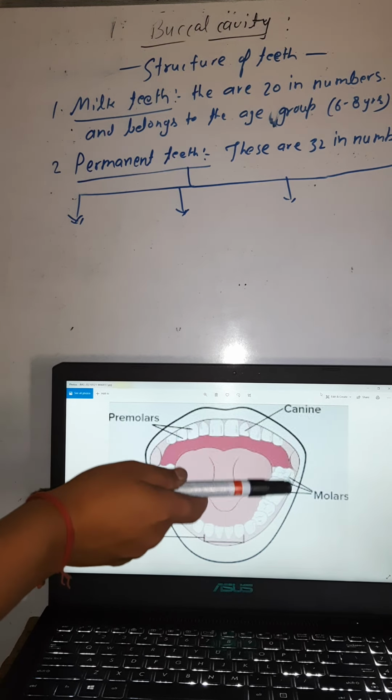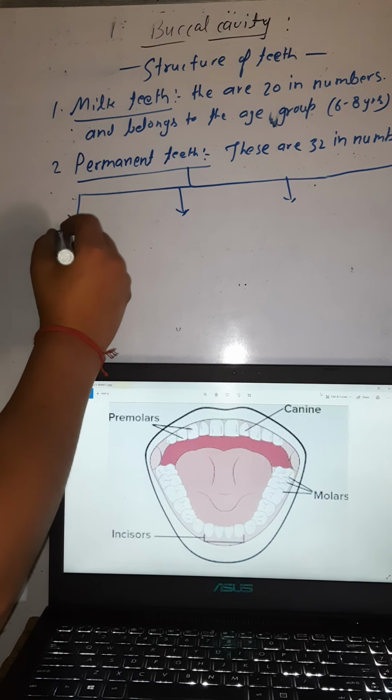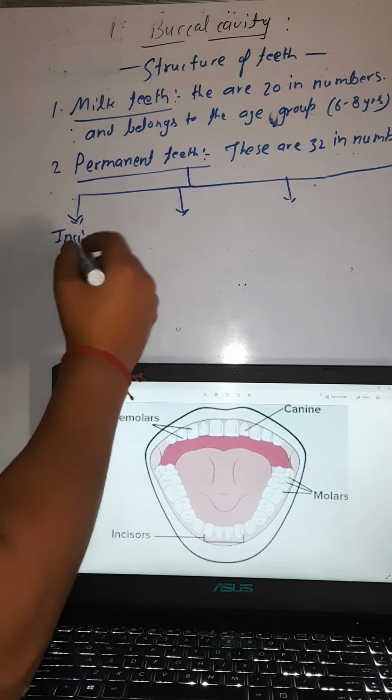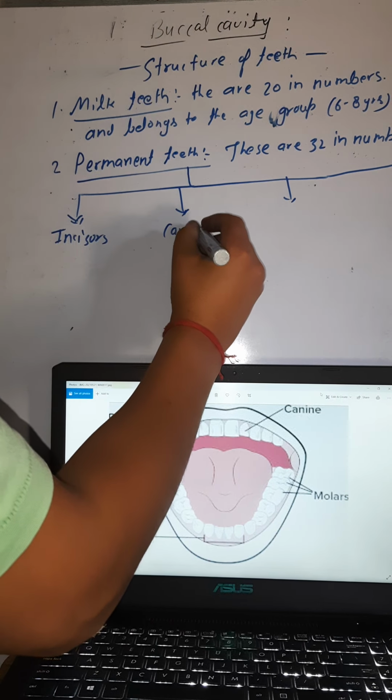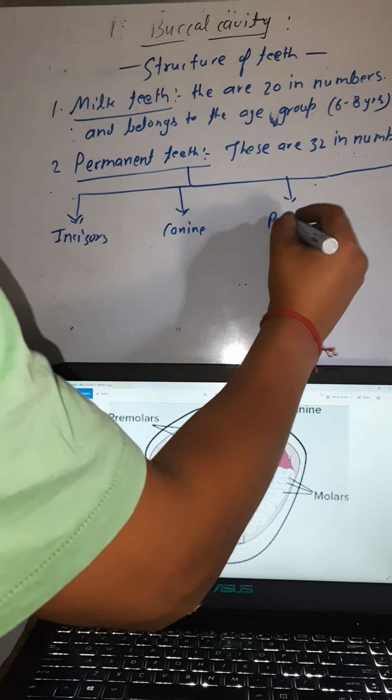Then after this you have the set of molar teeth, which are 3 on this side, 3 on this side, 3 up and 3 here. So it's 12 in number. So in total we have 32 teeth. First are incisors, then canines, then premolars, then molars. These are the different types of permanent teeth.